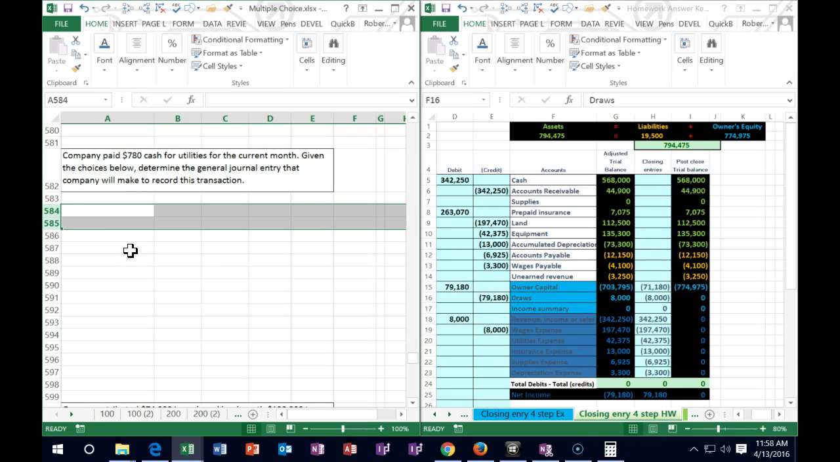Next one says company paid $780 cash for utilities for the current month. Given the choices below, determine the general journal entry that the company will make to record this transaction. All right, so this is a pretty straightforward journal entry. We're going to have a debit and a credit, of course.